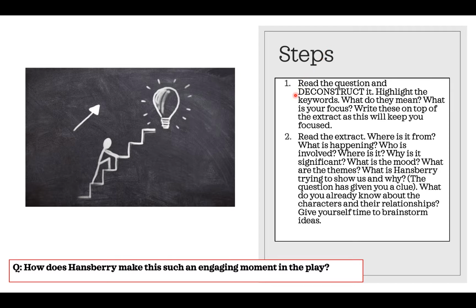So the first one is quite simple. Read the question and deconstruct it. Deconstruct it means take it apart. Pull out the key words. Think about what those key words mean.